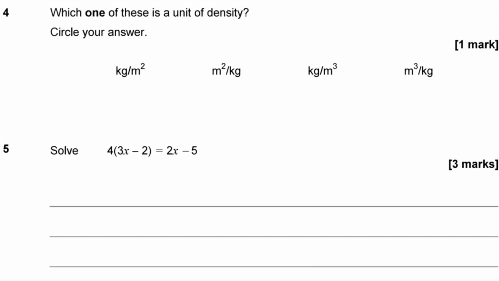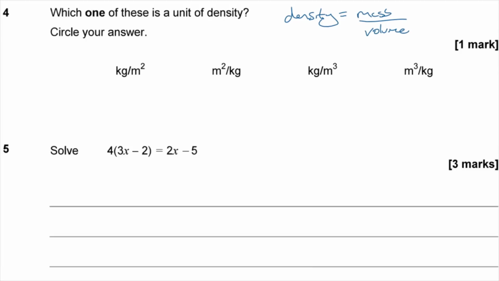Question 4. Which one of these is a unit of density? Circle your answer. Now, hopefully you remember that density is equal to mass divided by volume. So density is a compound unit then, isn't it? So we're looking for units that are mass divided by volume.